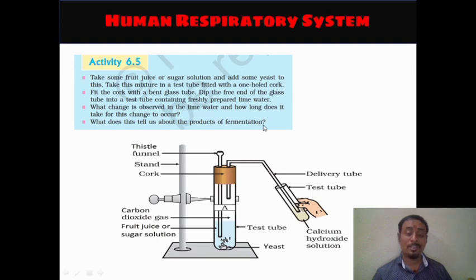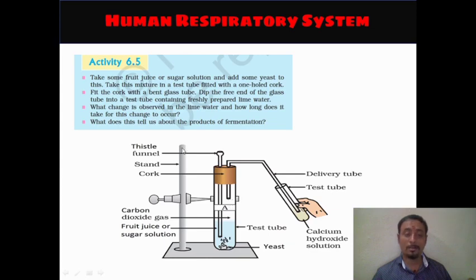So this activity is given here. The diagram shown here is made specifically for this presentation. It is not present in the NCERT book, so observe the diagram carefully. This activity 6.5 mentions a sugar or juice in which the yeast is mixed. So this is the main test tube in which yeast is added, along with fruit juice or sugar solution, and due to fermentation by yeast, CO2 is being produced.